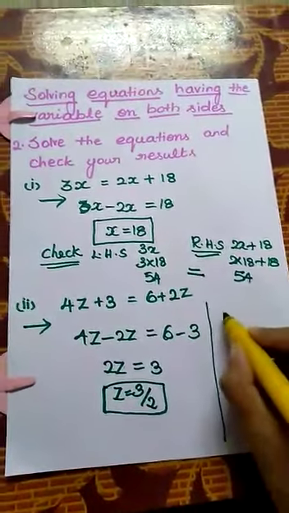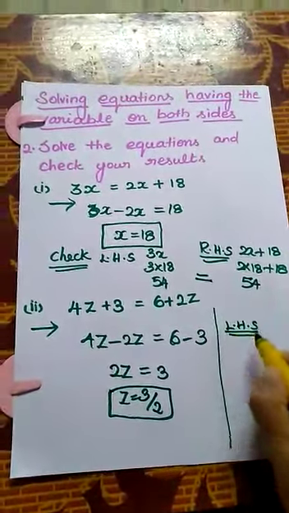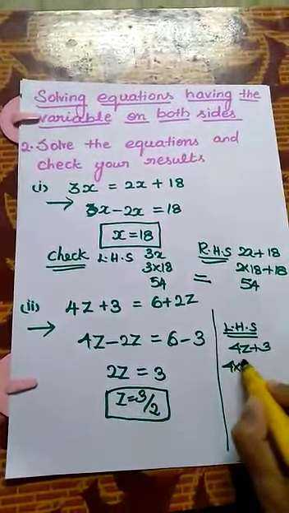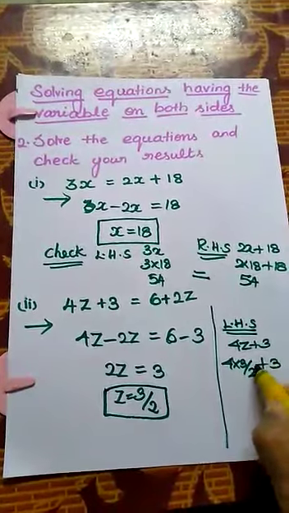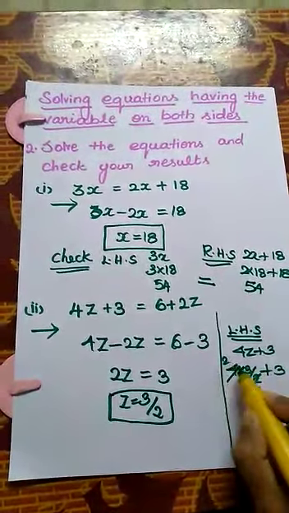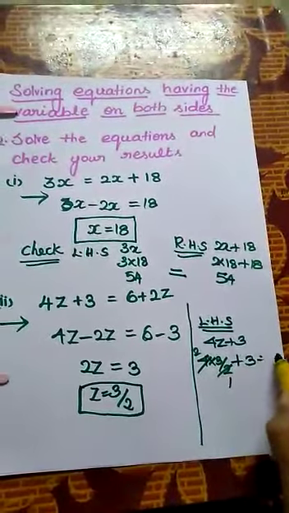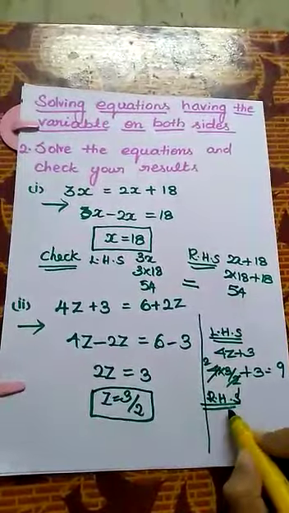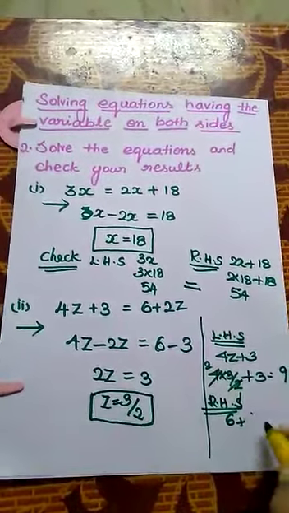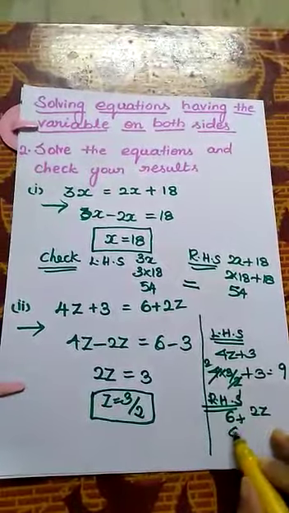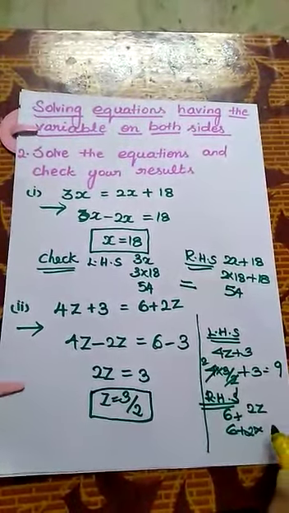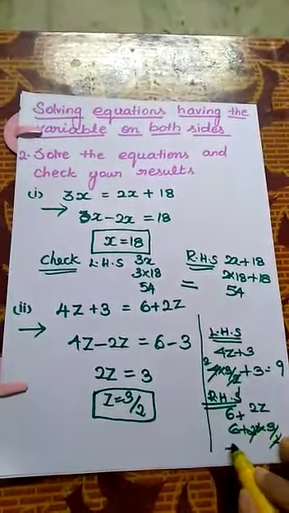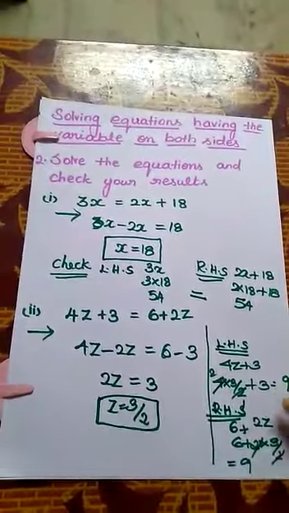First we have to check the LHS. What is our LHS value given? 4z plus 3. Now we know the z value is 3 by 2. So 4 into 3 by 2 plus 3. 2 ones are 2, 2 twos are 4. 2 into 3 is 6. 6 plus 3, what is the answer? That is 9. Next we have to take the RHS value. What is our RHS value? 6 plus 2z. So 6 plus 2 into, what is our z value? That is 3 by 2. Now the 2s cancel. Directly we add 6 plus 3, that is 9. Now also LHS is equal to RHS.